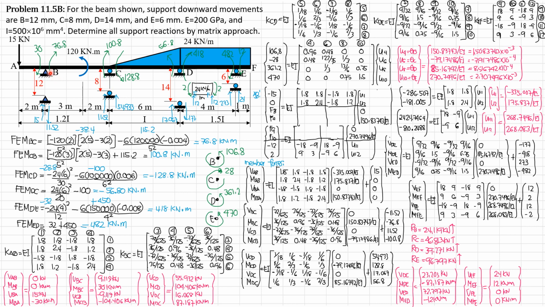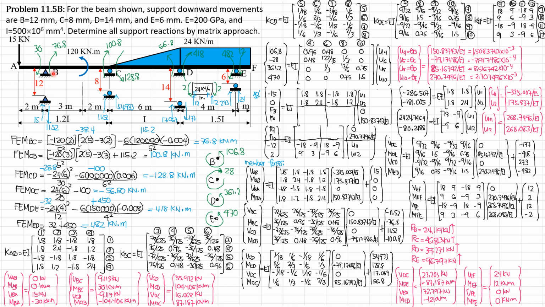Fixed end force BC plus 120 equals 76.8 plus 100.8. So 76.8 plus 100.8, then minus 120, then divided by 5. So that's why you get 11.52 downward.